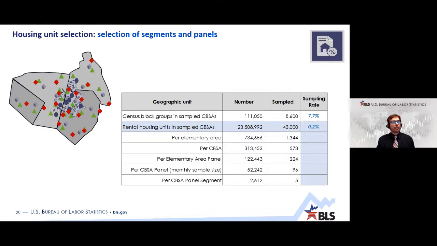The bottom of this slide shows you how that squares at different levels of geography. I would just highlight this one right here, the per CBSA panel. This effectively is our monthly sample size going into the published number each month. Roughly 96, almost 100 housing units we target in each of our cities each month for our estimator, with again 5 housing units per segment.